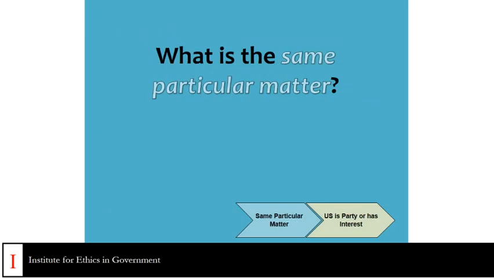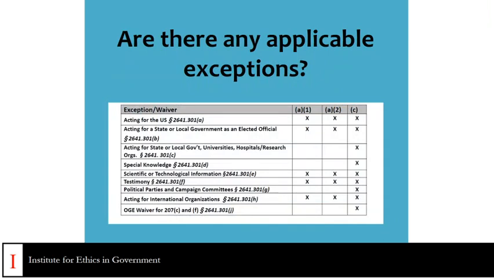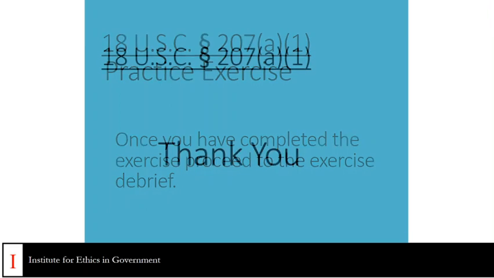What is the same particular matter? When is the U.S. a party, or does the U.S. have a direct and substantial interest? And then, are there any applicable exceptions to 207(a)(1)? Once you've completed the exercise, and we strongly encourage you to complete the exercise, you can then proceed to the video with the exercise debrief, where we will apply both the A1 provisions to Susan's proposed post-employment activities. Thank you.